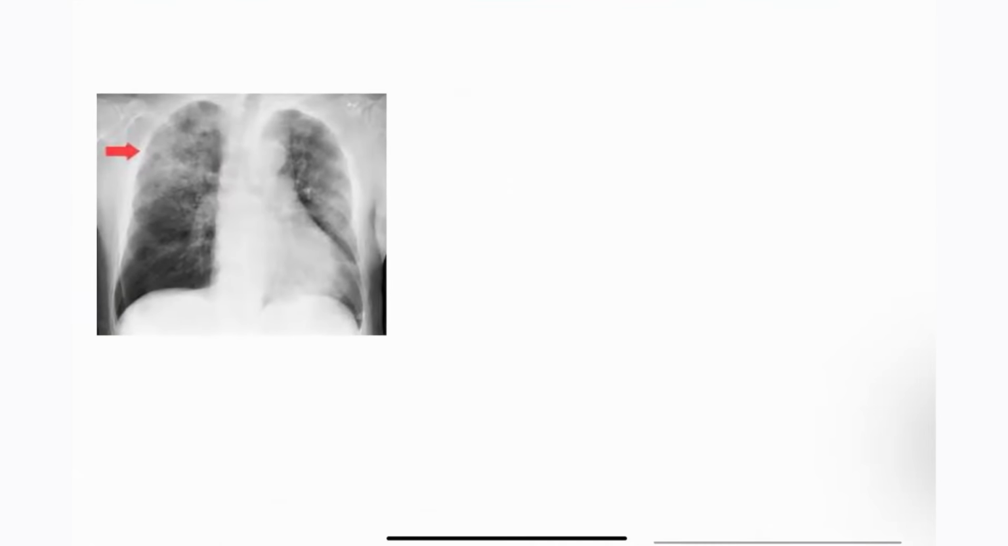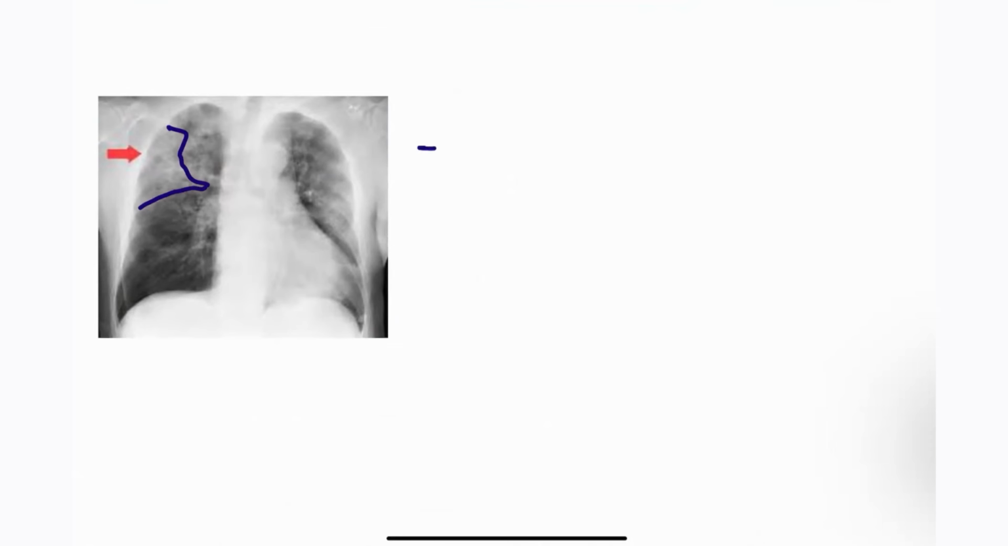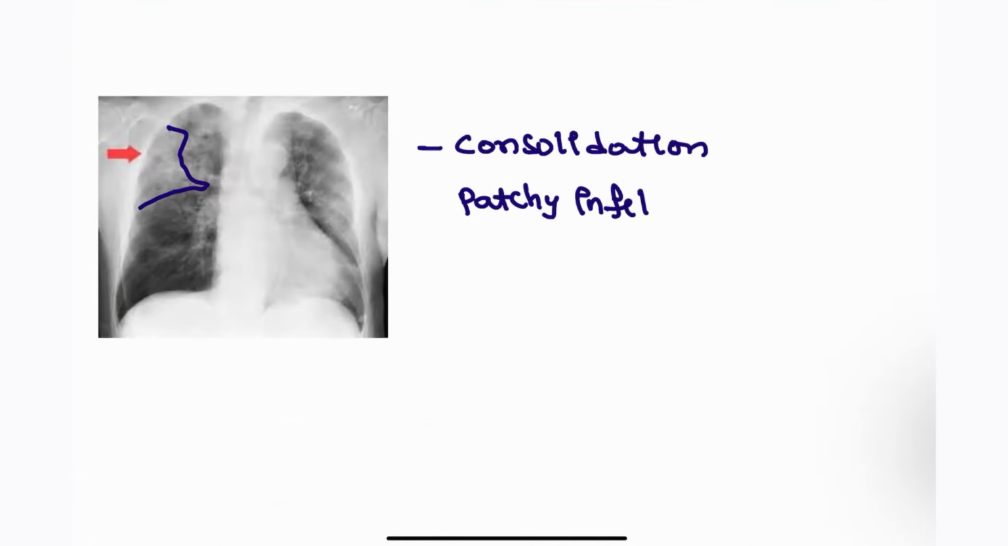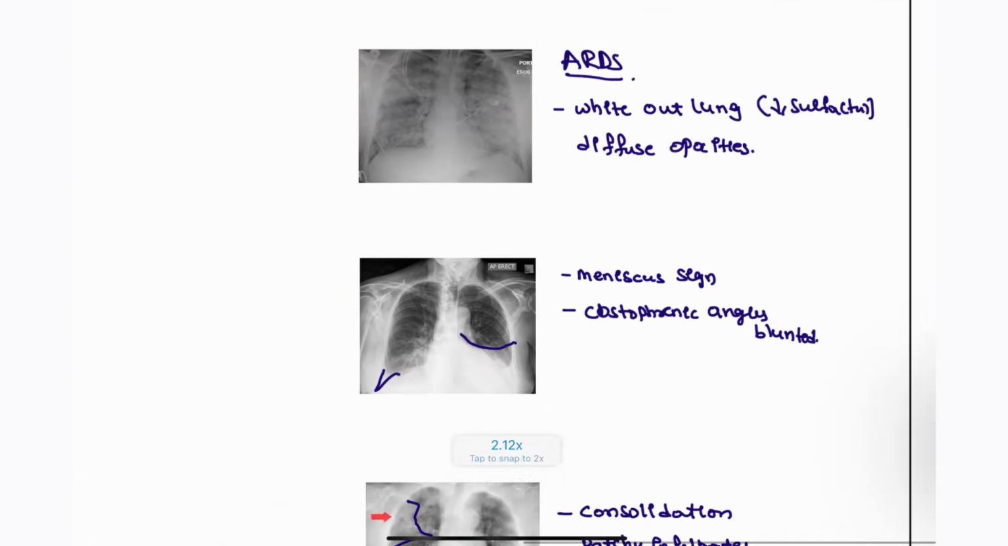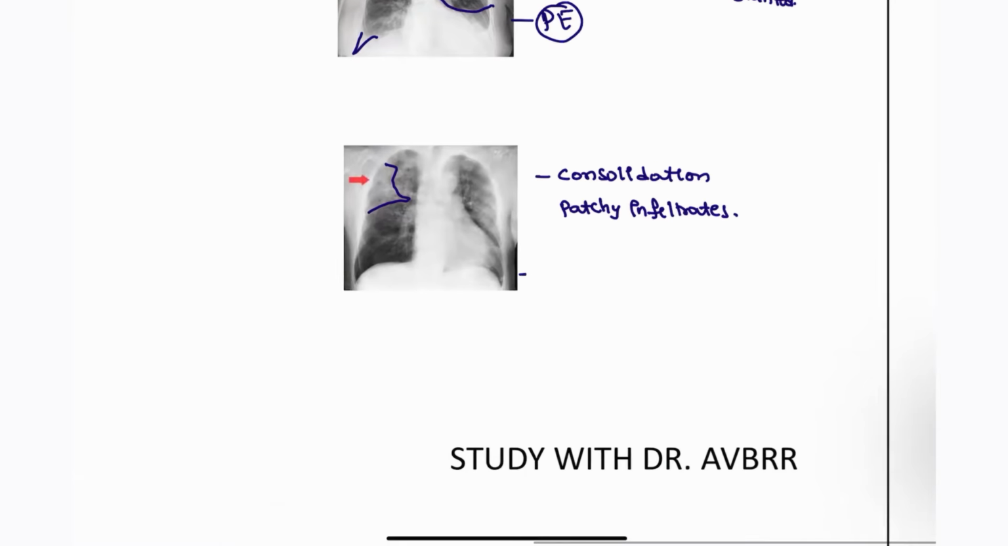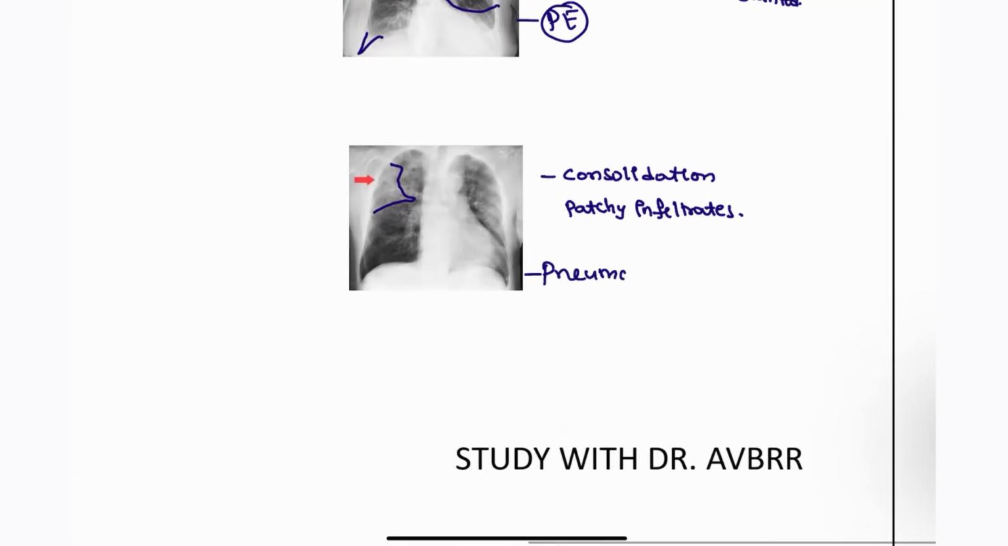Okay, next, coming to pneumonia. Pneumonia will consist of consolidations, or patchy infiltrates. Patchy infiltrates will be seen in this patient. Okay, this is how we are going to differentiate between the X-rays. This is the pleural effusion, and this is the pneumonia. These are some of the important changes that you are going to notice.